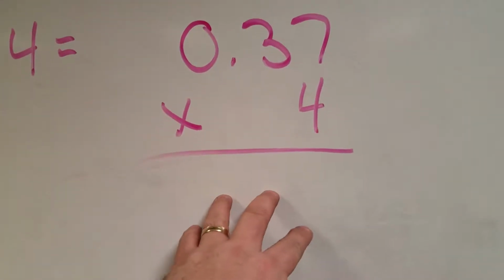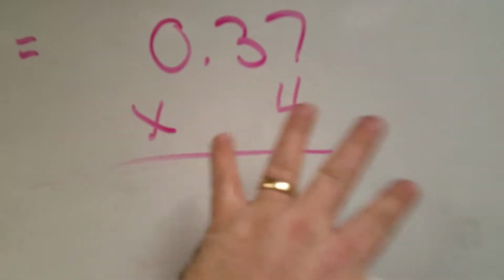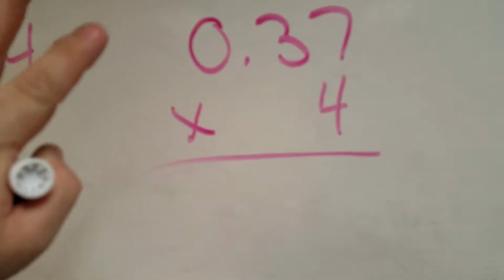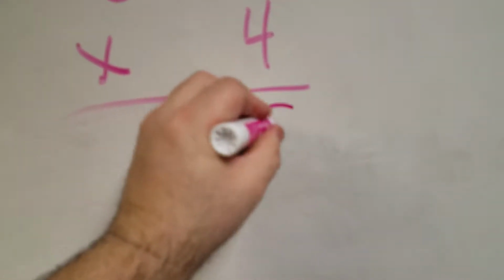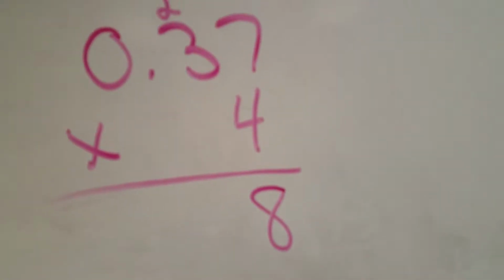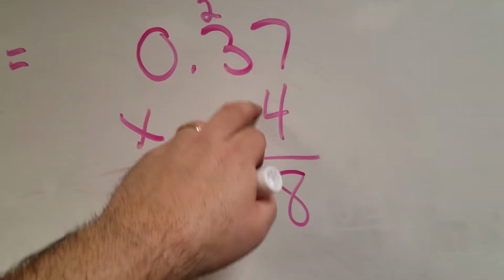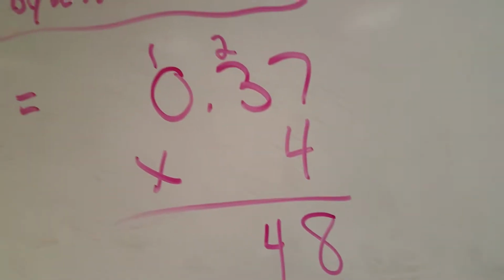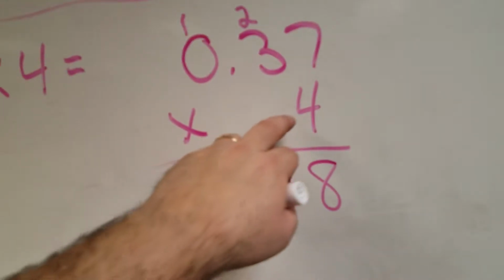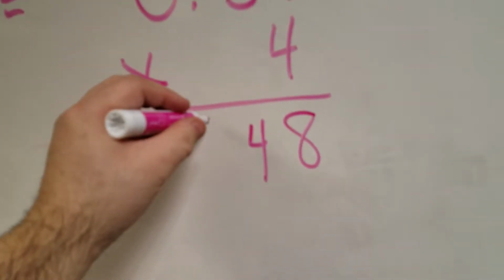So now what I've been saying in class is we treat this like a regular multiplication problem. So I'm just going to start here. 7 times 4 is 28. I'm going to regroup that 2. 3 times 4 is 12 plus 2 is 14. Regroup that 1. 14. 4 times 0 is 0 plus 1 is 1.